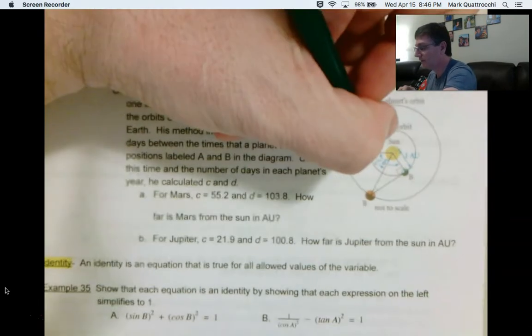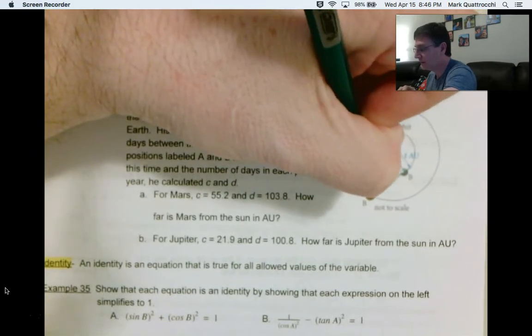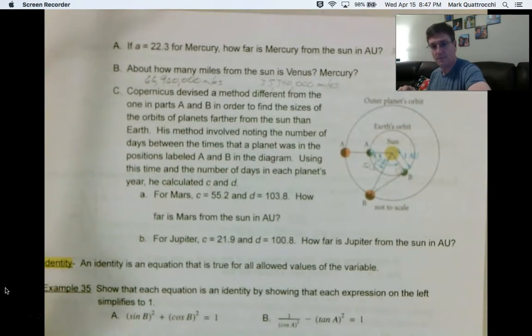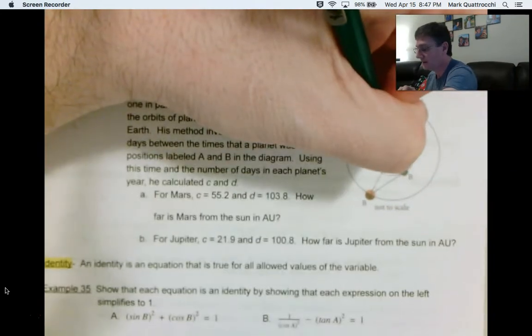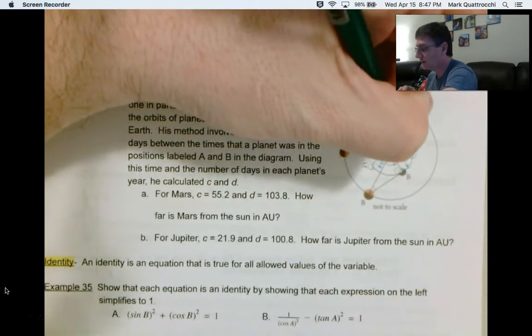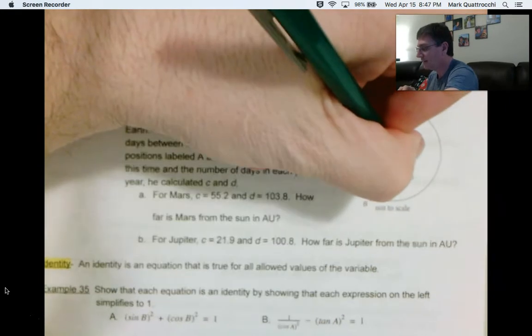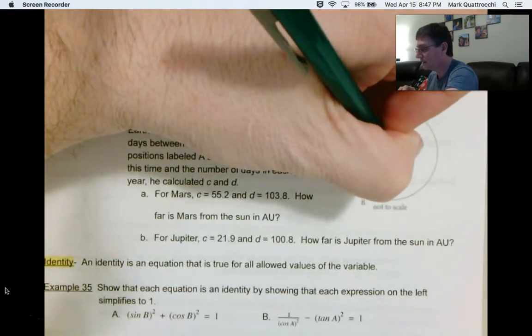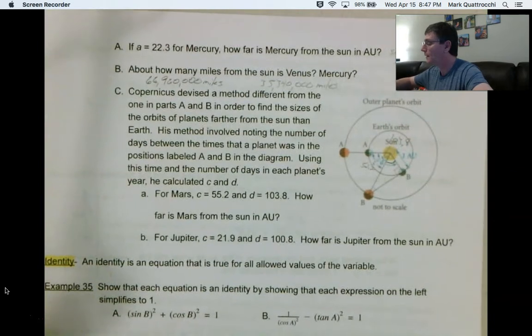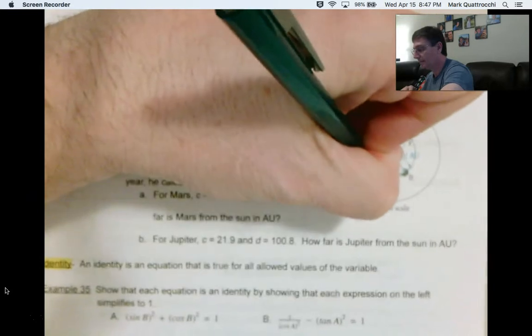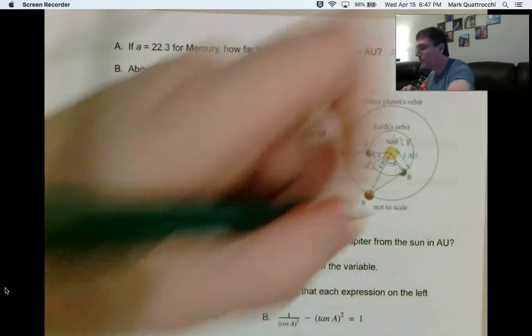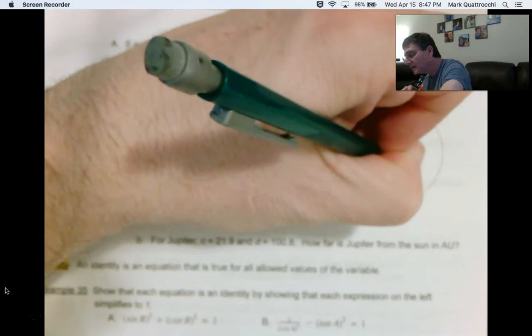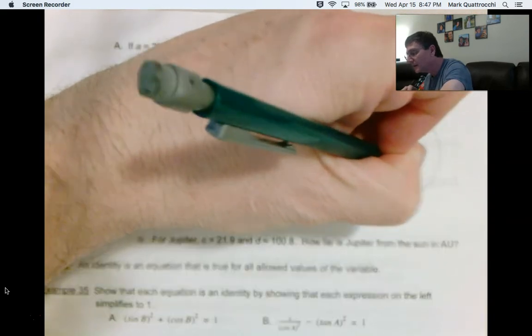So if this is 52.2 and D is 103.8, then this angle here is going to be 103.8 minus 55.2. Wrote the wrong thing here. Giving us 48.6 degrees.